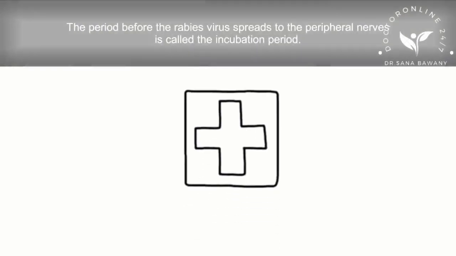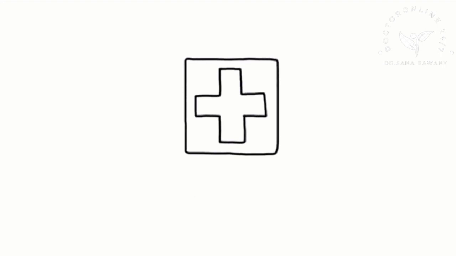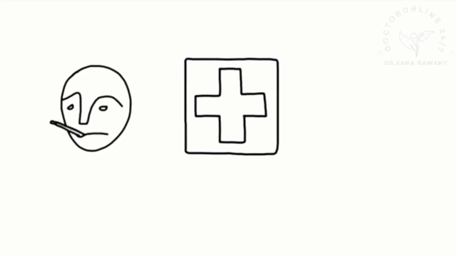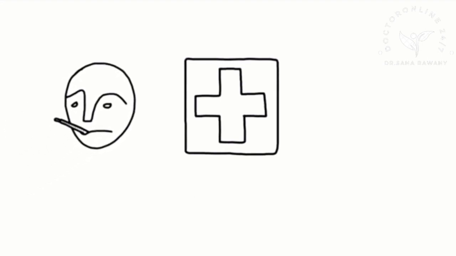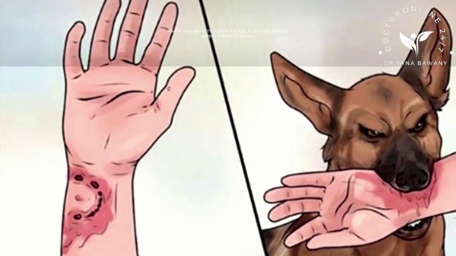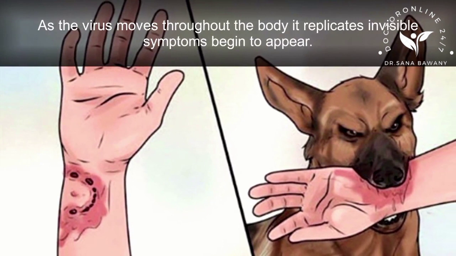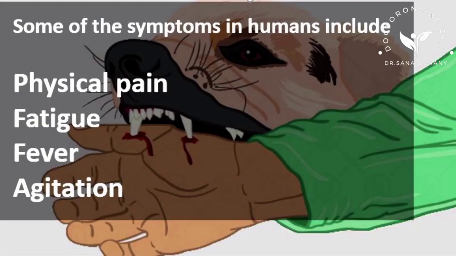The period before the rabies virus spreads to the peripheral nerves is called the incubation period, which may last for weeks. During this phase no symptoms manifest since the virus is localized to the site of injury. As the virus moves throughout the body, it replicates. Symptoms begin to appear. Some of the symptoms in humans include physical pain, fatigue, fever, and agitation.